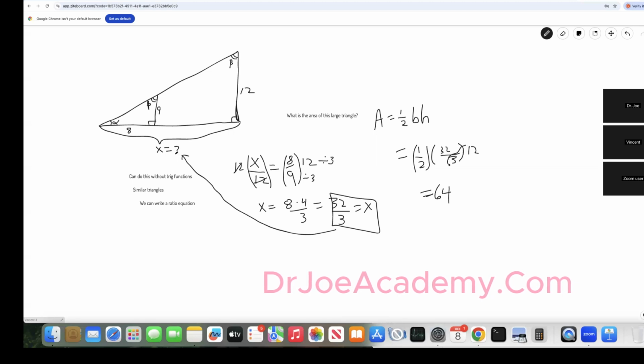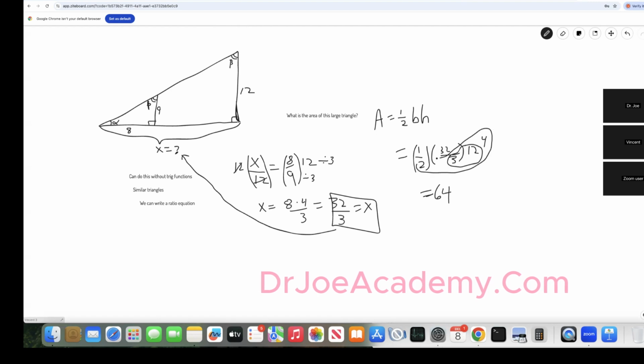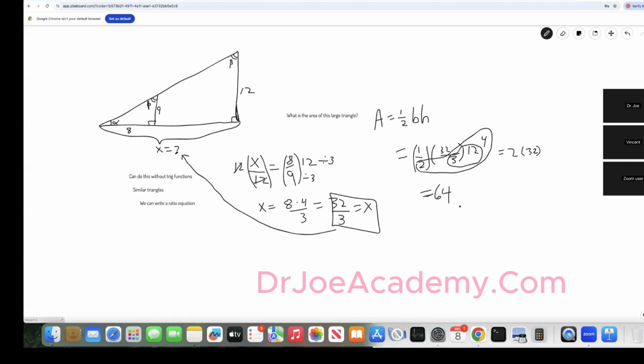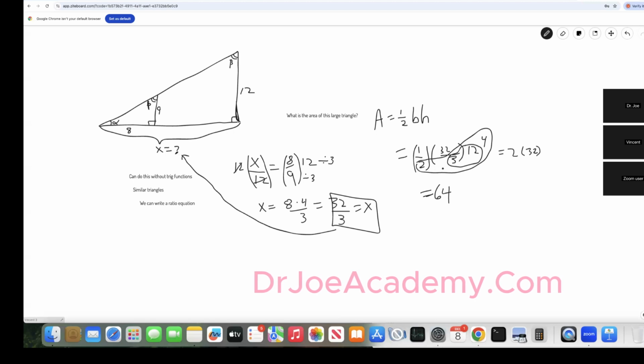So you see that I just do 12 divided by 3 is 4, and then 4 divided by 2 is 2, so it's 2 times 32. So that's 64. Exactly. You see how I simplified it: instead of multiplying out 12 times 32, it's easier to just cancel out 12 divided by 3 divided by 2, or 12 divided by 6, right? So it's faster.